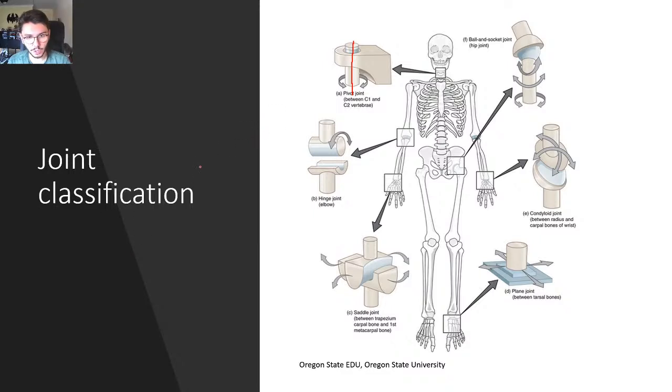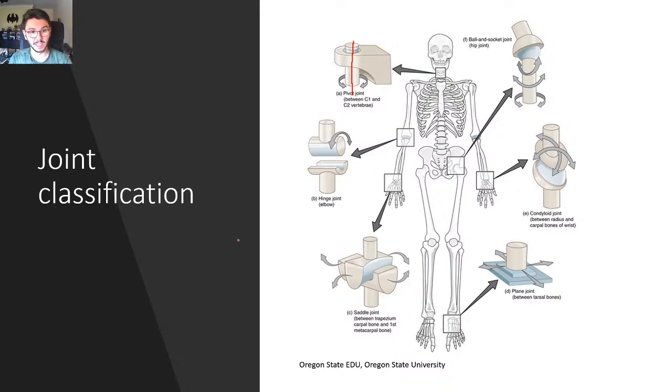A hinge joint is very simple. It allows uniaxial movement, meaning movement in one axis. As we can see here in this arrow, it allows for flexion and extension. This could be in the elbow, ankle, finger or knee, and the knee specifically is a modified hinge joint because you also have the patella there. So it's a slightly special case. But a hinge joint is basically just extension and flexion.